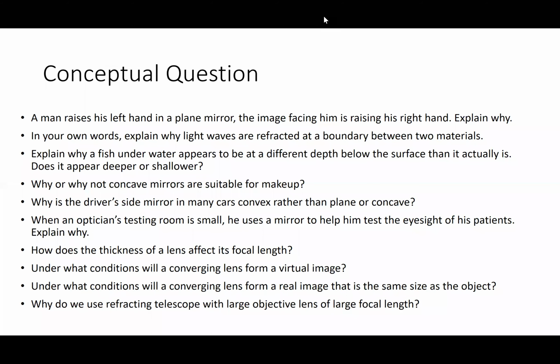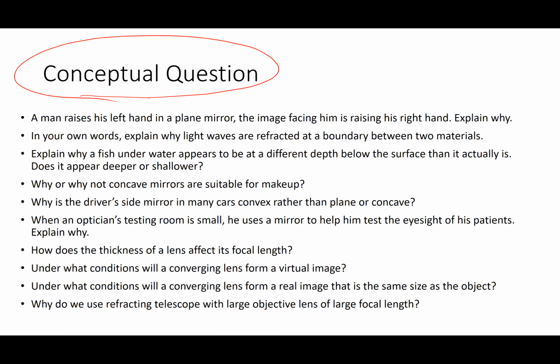Students, one thing I have forgotten: the conceptual question. A man raises his left hand in a plane mirror. The image facing him is raising his right hand. Explain why. Send me the answer. Search it and send me.